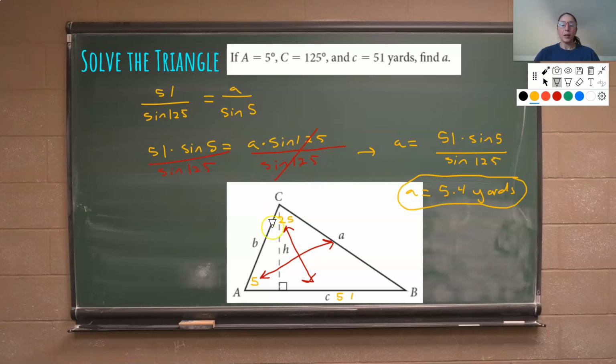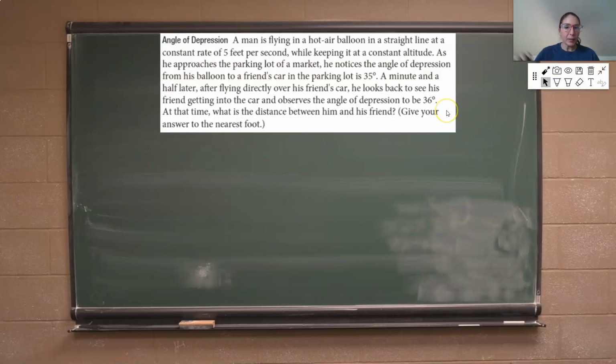Okay, so again, we were given two angles and a side. We use law of sines. Little c over sine of big C equals little a over sine of big A, which is what we have right here. We cross multiplied. We solved for little a. We threw this into the calculator. Make sure your calculator is in degrees. And we got a is equal to 5.4. Now, let's see a word problem that uses law of sines.